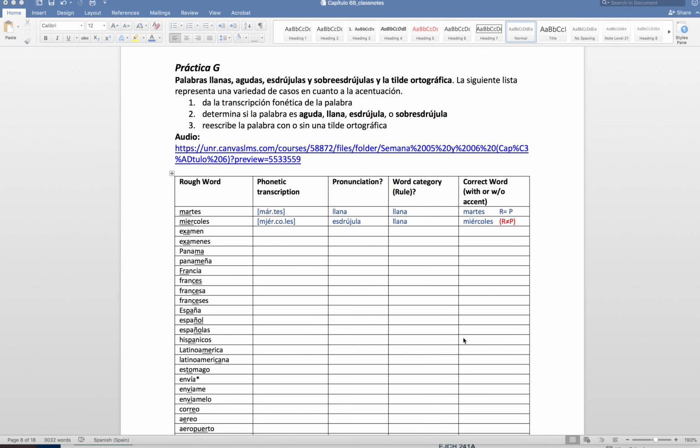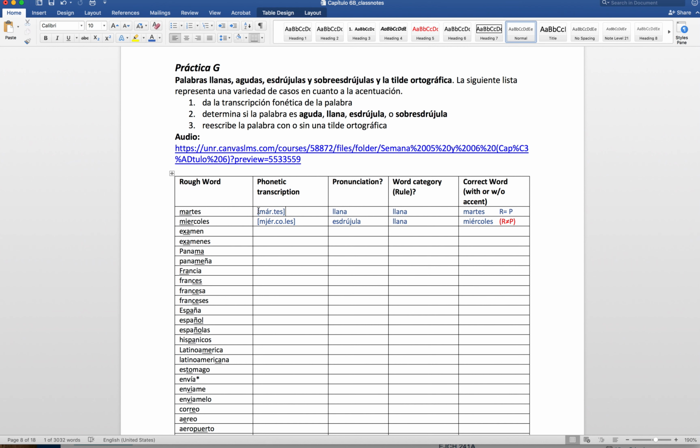You will need to fill in this table by first starting with the phonetic transcription of a word according to where the stress falls. Remember, with all these words, I am marking for you with the underline where the stress falls. Here it falls on MAR. Therefore, the first thing you're going to do is the phonetic transcription according to the rules you saw in chapters 1 and 2. How is that pronounced?